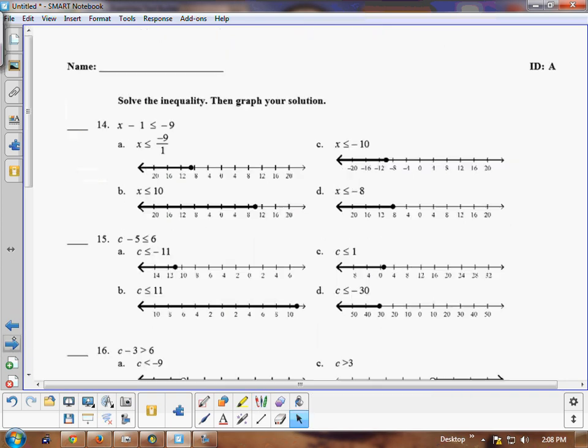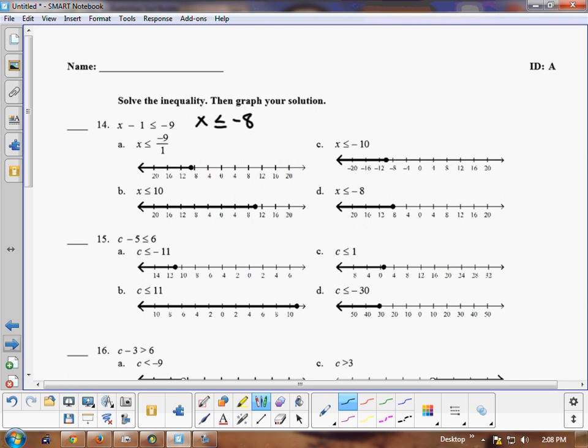Okay, moving on to number 14. We're going to add 1 to both sides, and I'll be careful with this. It's x is less than or equal to... if you add 1, you're going to get negative 8. And less than or equal to negative 8 would be a solid circle.